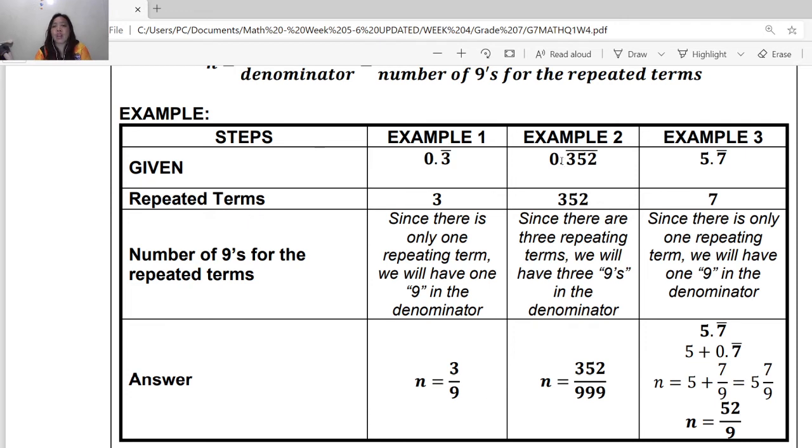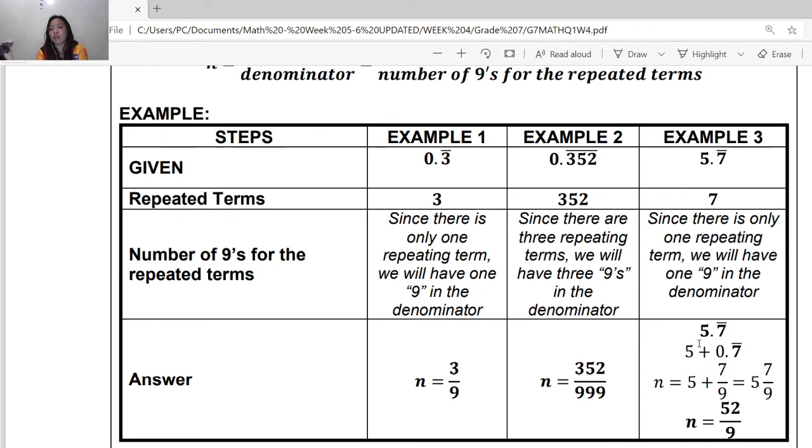Next, how many terms are repeated? There are 3, that is 3, 5, 2. Since there are 3 repeating terms, we will have three 9s in the denominator, and that is 352 over 999. So there are 3 repeated numbers, therefore there are also three 9s. Here, the repeated term is 7. Since there is only one repeating term, we will have one 9 in the denominator.